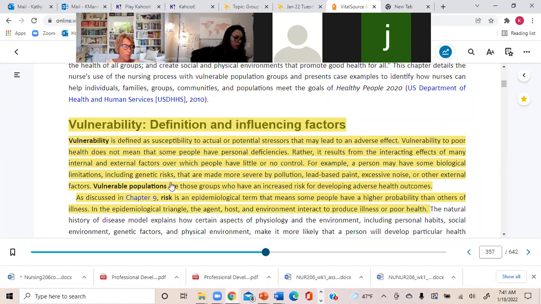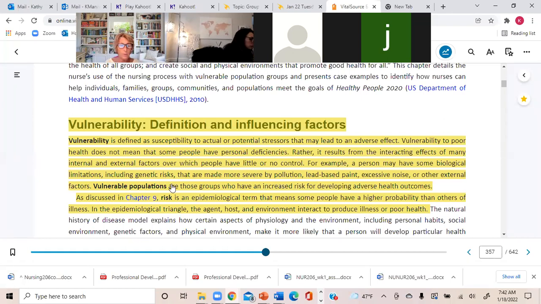When you start to look at your vulnerable populations assignment that's due in week 9, this is a good chapter to go through, because your paper is about vulnerable populations.